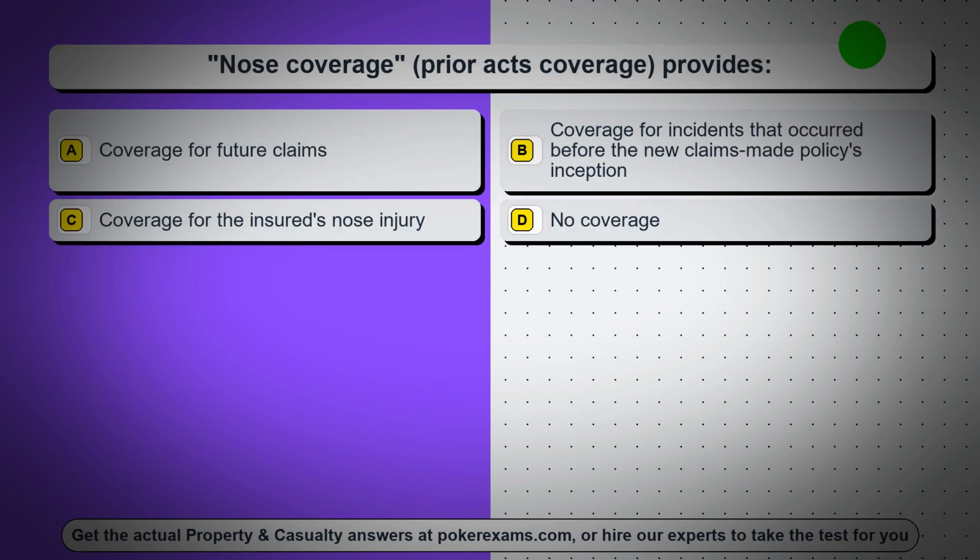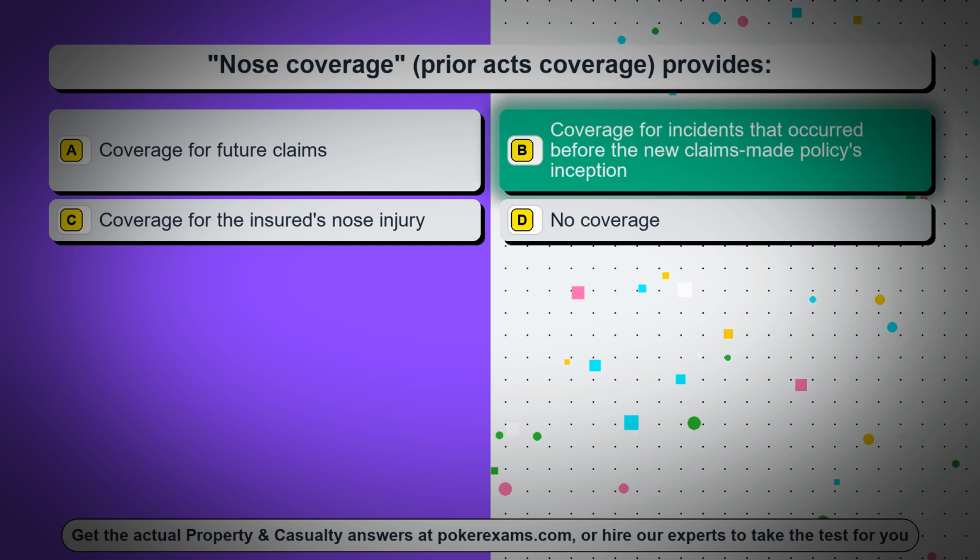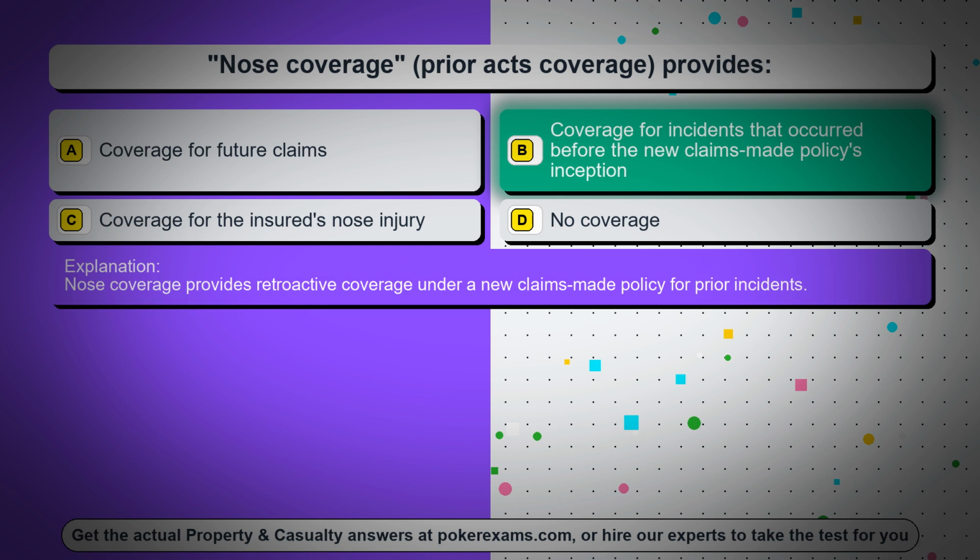Question 90. NOS coverage, prior acts coverage, provides: Option A, coverage for future claims. Option B, coverage for incidents that occurred before the new claims-made policy's inception. Option C, coverage for the insured's NOS injury. Option D, no coverage. The correct answer is option B, coverage for incidents that occurred before the new claims-made policy's inception. NOS coverage provides retroactive coverage under a new claims-made policy for prior incidents.